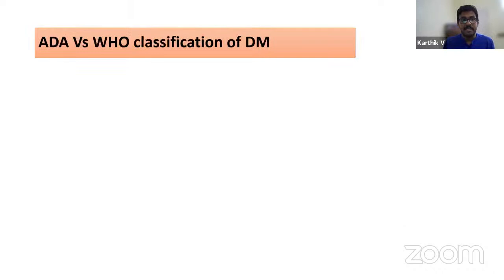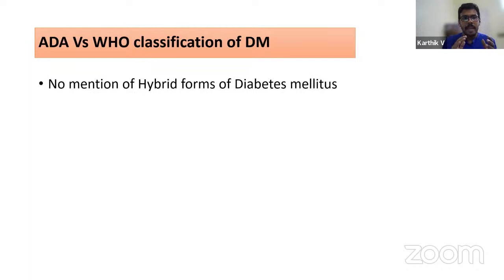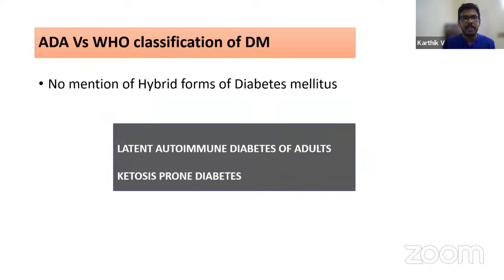Very important, it has no mention of the hybrid forms of diabetes. So what are the hybrid forms of diabetes? Two things that you are well aware of: latent autoimmune diabetes of adults and ketosis-prone diabetes. So what is LADA? LADA is nothing but a subvariant of type 1 diabetes according to ADA. Those individuals who had a milder type of type 1 diabetes, who have partial beta cell destruction at diagnosis and on follow-up, will progress to complete beta cell loss. So LADA is considered a subtype of type 1 diabetes in the ADA classification.